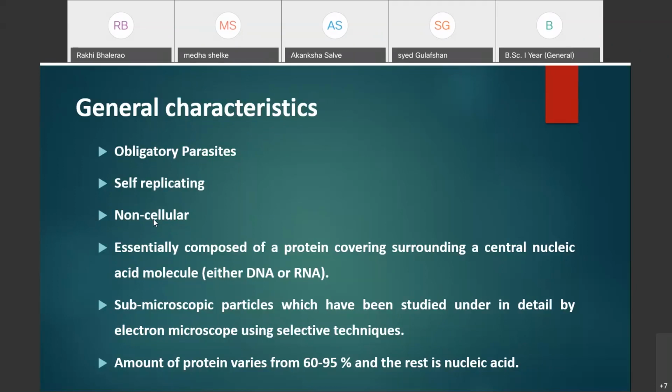In other cellular organisms, both DNA and RNA are present as genetic material, but viruses have only one type of nucleic acid, either DNA or RNA. And they are non-cellular. The genetic material is well protected by a protein coat. Thus viruses are non-cellular, meaning they do not have a eukaryotic or prokaryotic structure. They are made up of only two components, the centrally present nucleic acid, and this genetic material is protected by the protein coat.